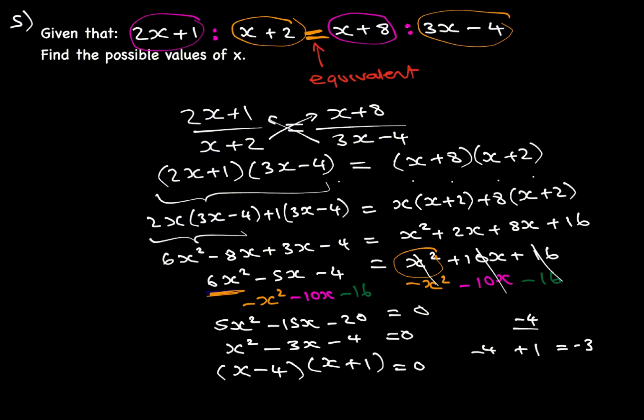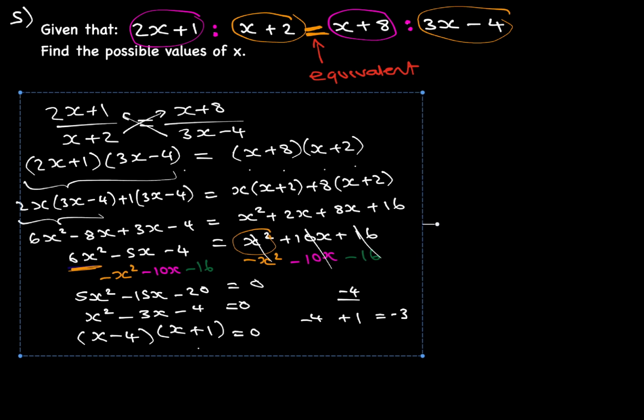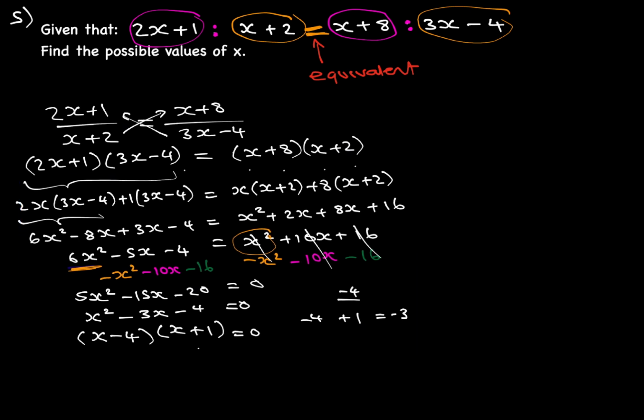And that equals 0. I've just run out of space there, so I'm just going to move this up here. And I'm going to solve x minus 4 is equal to 0, which means x must equal positive 4, and x plus 1 is equal to 0, so x must equal negative 1. And they are my two solutions.